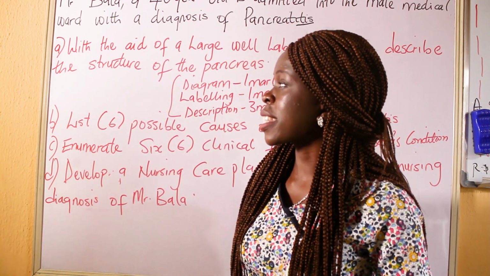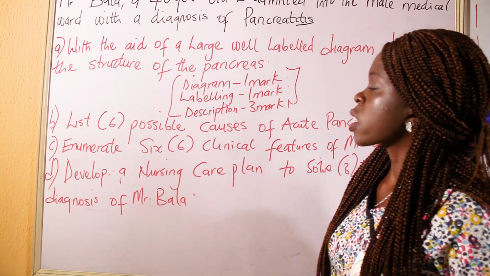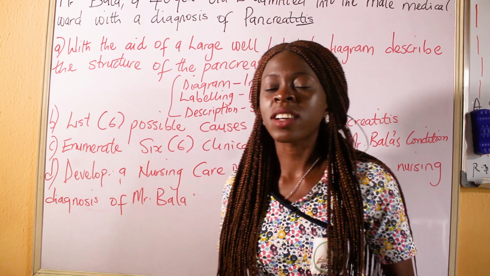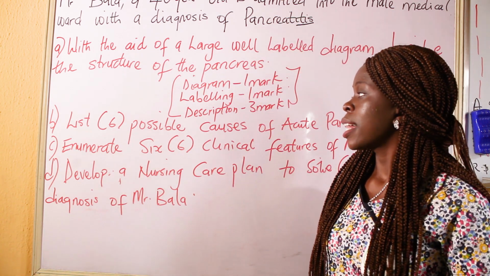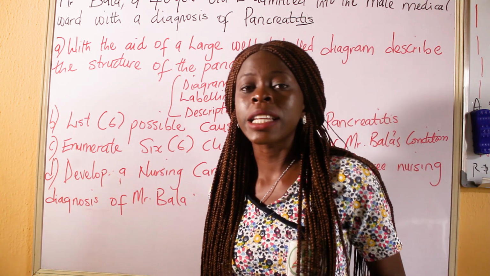The first question says, with the aid of a well large labeled diagram, describe the structure of the pancreas. Diagram is 1 mark, labeling 1 mark, description is 3 marks. Let's talk about the diagram.